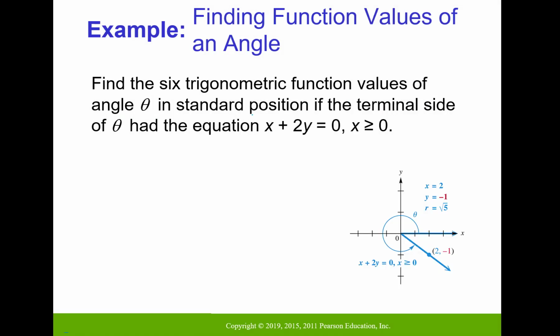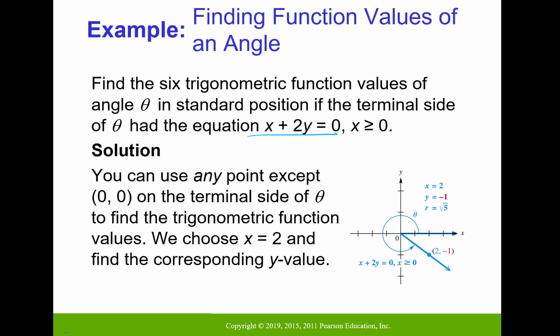So find the 6 trig function values for an angle theta in standard position. The terminal side goes through this equation. Okay, so all we really know is the equation of the line that would give us the terminal side of this angle, and we don't even have any points yet. We'd have to actually find them. And so what we can do is we can consider that line, and you can draw it. So I have a picture of it here.